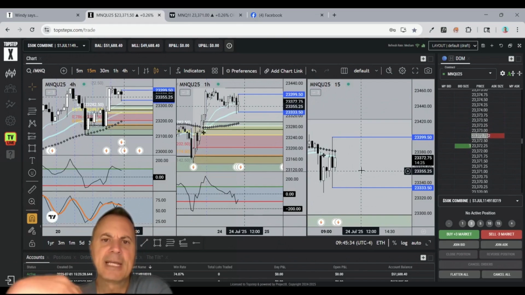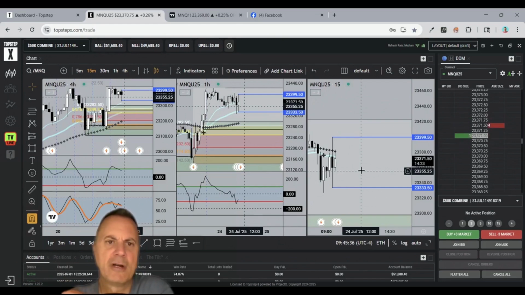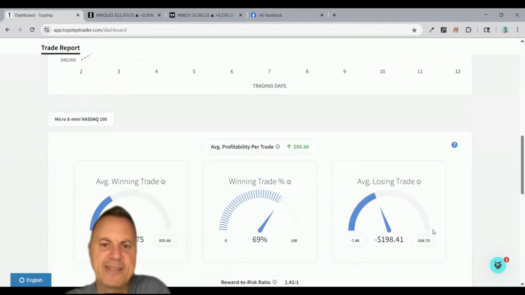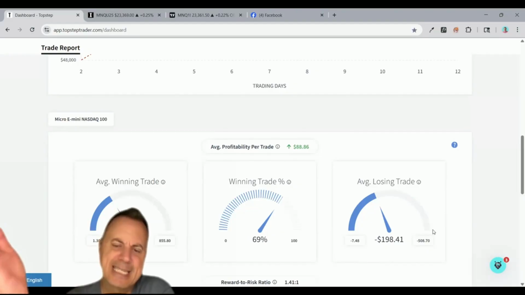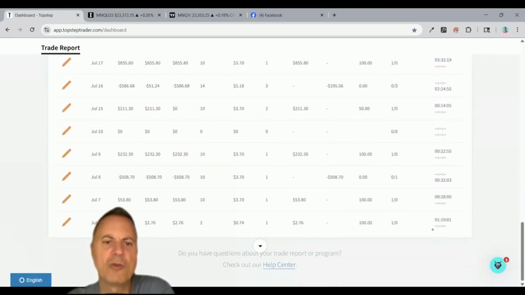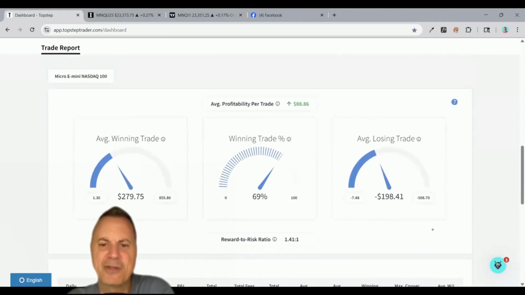70% accurate. Guess what my numbers are on Topstep? Take a look at my numbers on Topstep here. 69% winning trade percentage, 69%. Go figure. I'm using a strategy that is 68 to 70% accurate. And look at my win rate, 69%. There's the proof right there as well. And that's proof that I'm more or less sticking to the strategy.